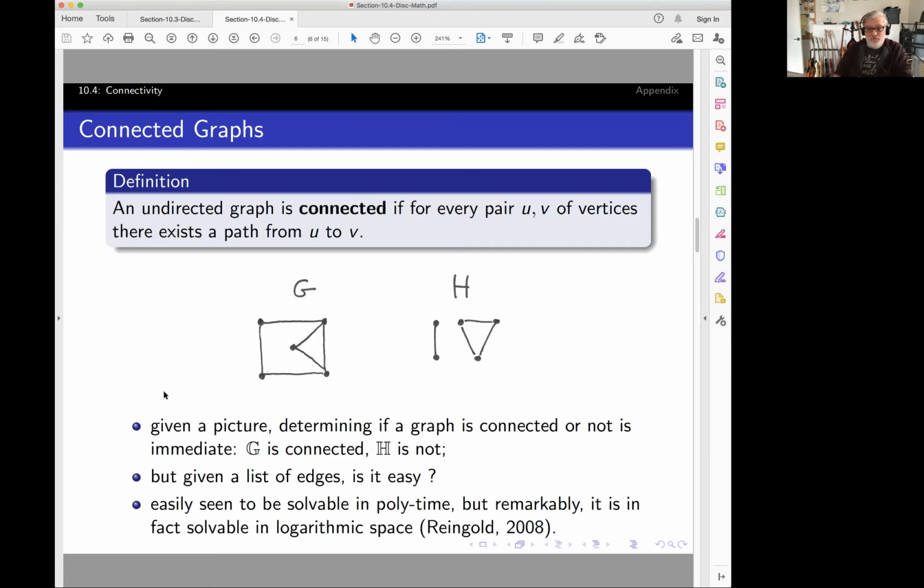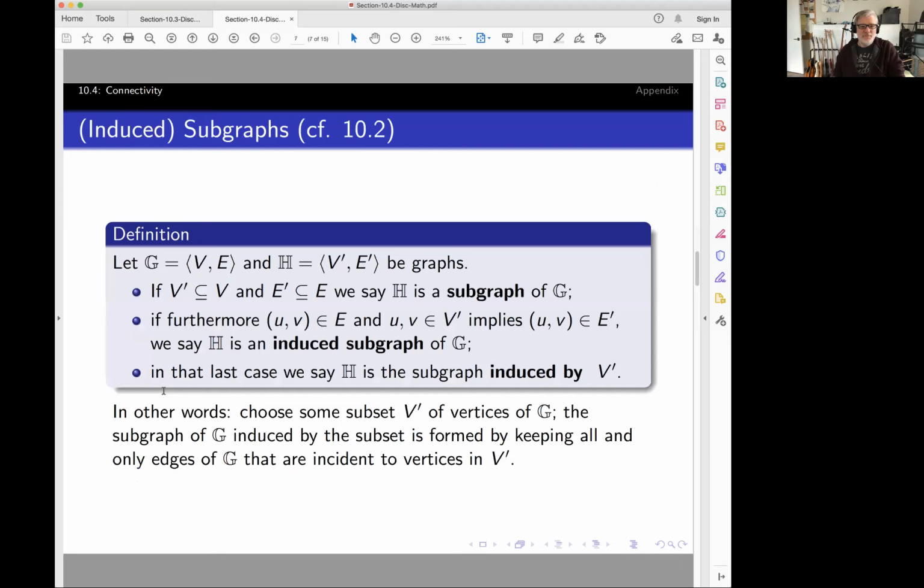And it was proved less than 20 years ago by a student, Omer Reingold, that you can actually do it. This is not an easy proof. This is very tough. So you can use a logarithmic amount of space to check connectivity. If I give you two vertices in a graph, you can use a very, very limited amount of space to do this. This was really hard. It's a non-trivial result. But anyway, that's for the fancy people.